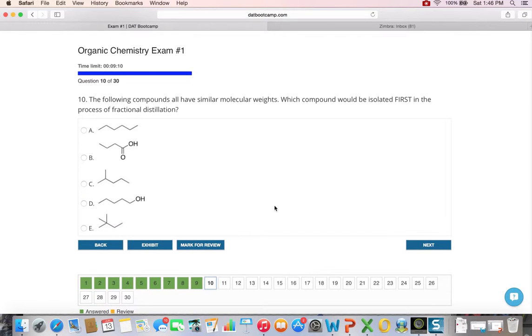Following compounds have similar molecular weights. Which would be isolated first in distillation? Certainly nothing that can significantly hydrogen bond, so let's get rid of B and D. And the more branched it is, the less accessible surface area is available to engage in van der Waals forces, so E is the best one. E would be the lowest, then C, then A, then D, then B.